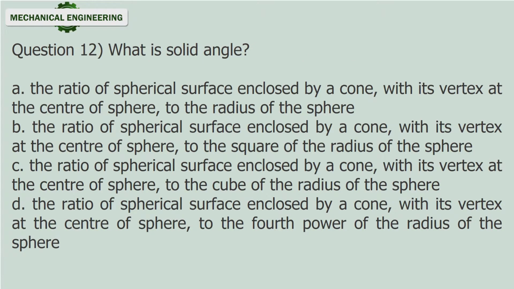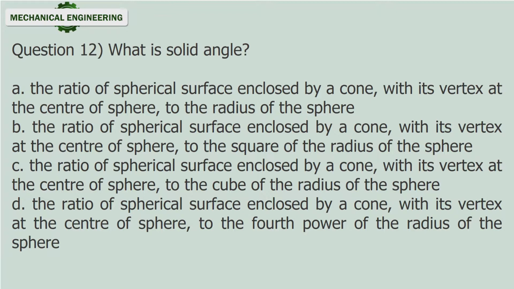Question 12. What is solid angle? A. The ratio of spherical surface enclosed by a cone, with its vertex at the center of sphere, to the radius of the sphere. B. The ratio of spherical surface enclosed by a cone, with its vertex at the center of sphere, to the square of the radius of the sphere.